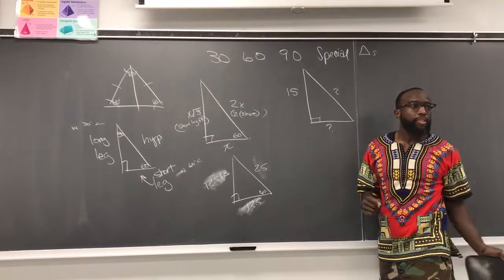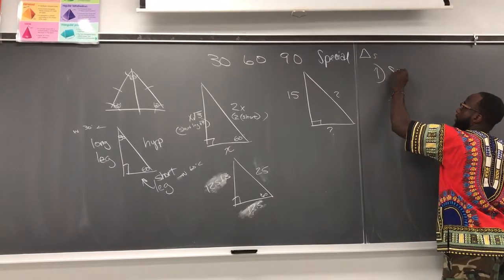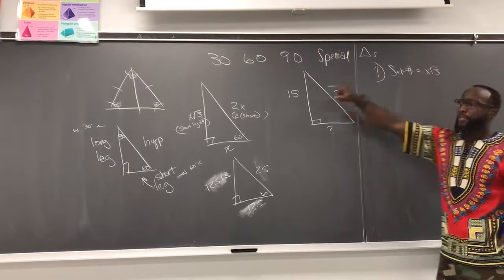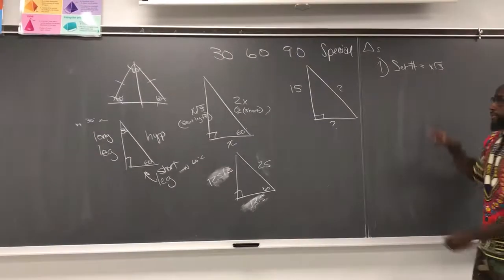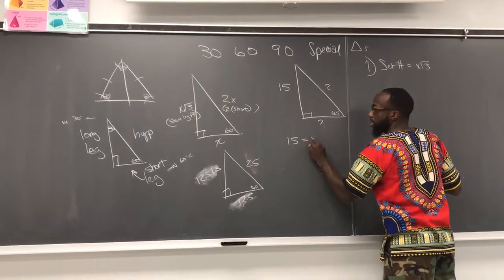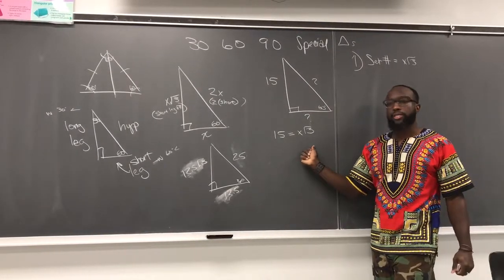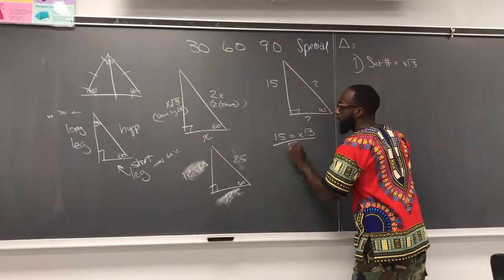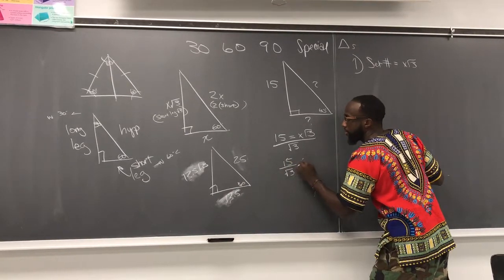What you do is set the number equal to x root 3 when you're trying to solve for x. So 15, which is the long leg, equals x root 3. Just like we learned before with the 45, 45, 90 special right triangles, we're going to do it the algebra way. Straight algebra. So that's 15 over the square root of 3 equals x.